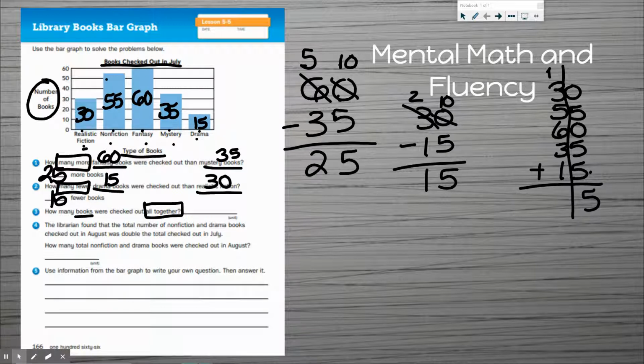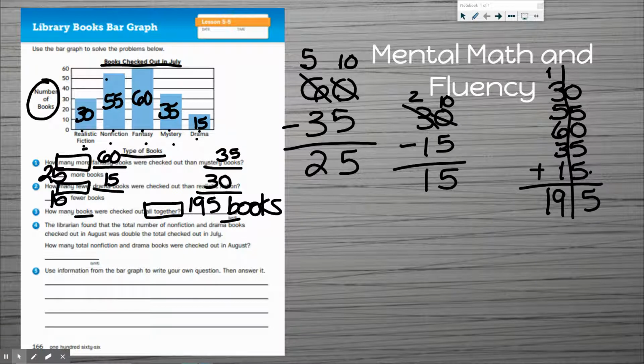4 plus 5 is 9. 9 plus 6 is 15. 15 plus 3 is 18. And then one more is 19. There were 195 books checked out altogether. Make sure we put the unit, so we're going to call them 195 books.